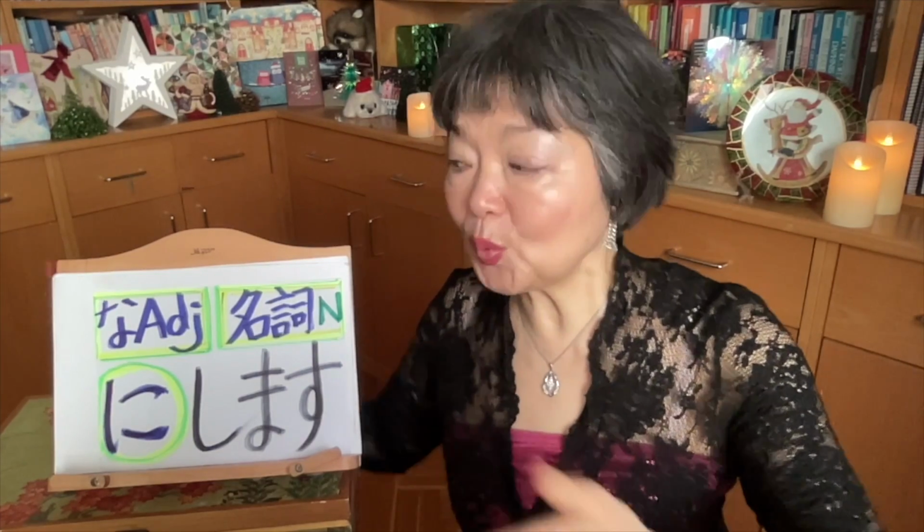にします, na adjective or the noun にします, it means I make something to be in this state of this adjective. So if you don't remember it, you can watch my video number 97 of grammar. 台所をピカピカにします。頑張るぞ。Before New Year's Day, I'm gonna make my windows super clean and shiny.